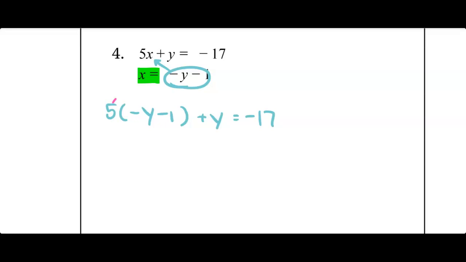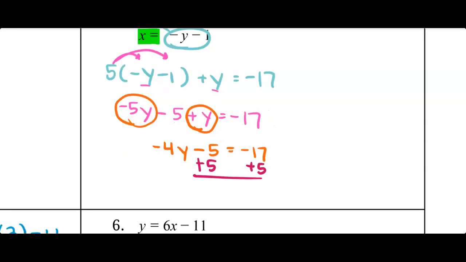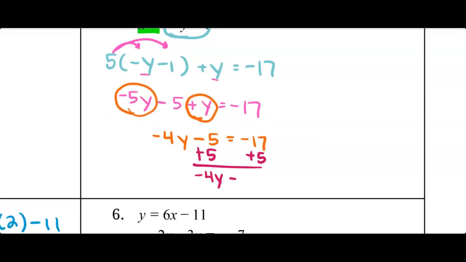Then we're going to do our distributing just like before, remembering to check to make sure that at this point we have one variable. Once you've distributed, remember to combine your like terms. So negative 5y plus y gives us negative 4y minus 5 equal to negative 17. Then add 5 to both sides to get that negative 4y is equal to negative 12. Lastly, divide by negative 4 on both sides, so you get y is equal to positive 3.